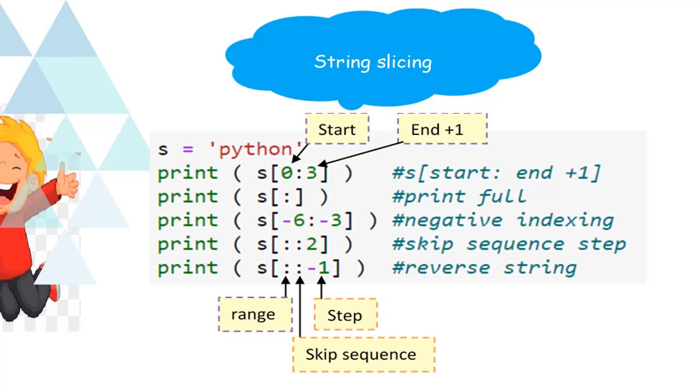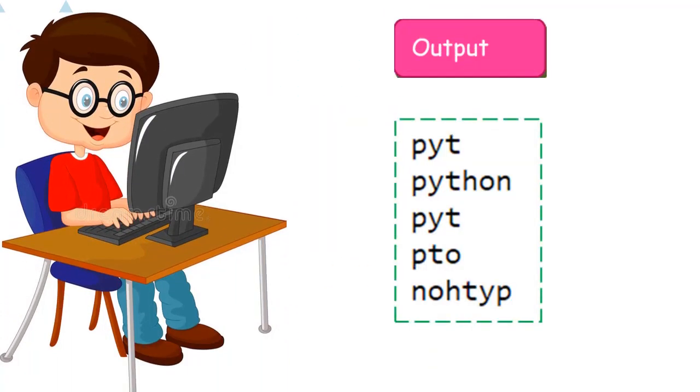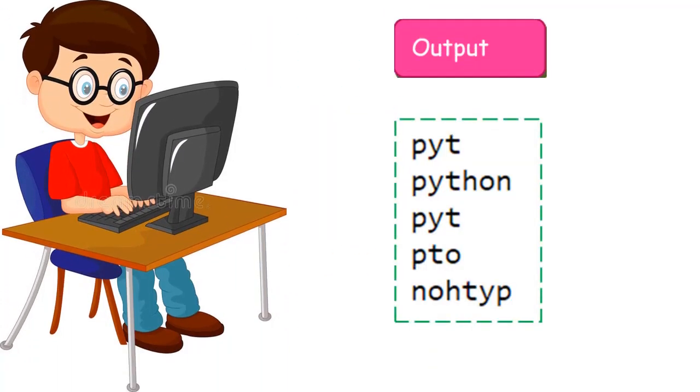And in the fourth statement, we will be using a skip sequence. So skipping 2 minus 1, which is 1. So the printed value will be P, T and O. And in the last statement, we are using -1 as a skip sequence, which will help to reverse the string. To understand more, run the same program in your Python IDE and check how the slicing works for you.